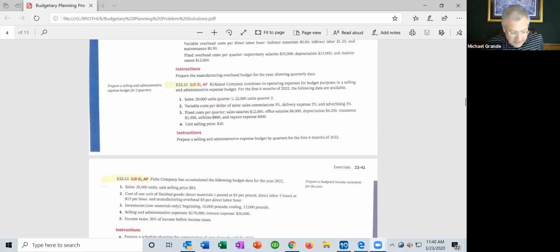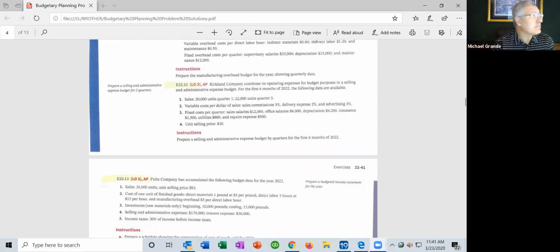Exercise 22-12, let's read it. Let's highlight what's important. Kirkland Company combines its operating expenses for budget purposes in a selling and administrative expense budget. So that's the budget we're going to prepare. Selling and administrative expense budget. For the first 6 months of 2022, the following data are available.